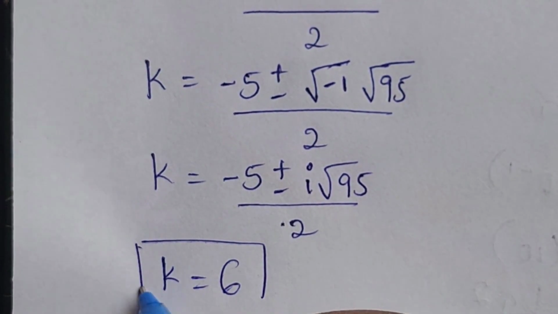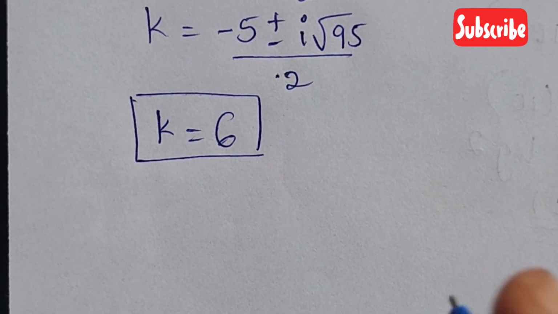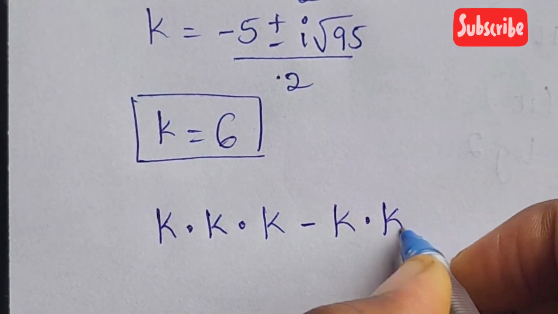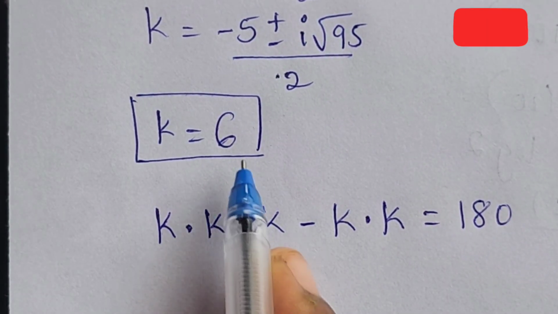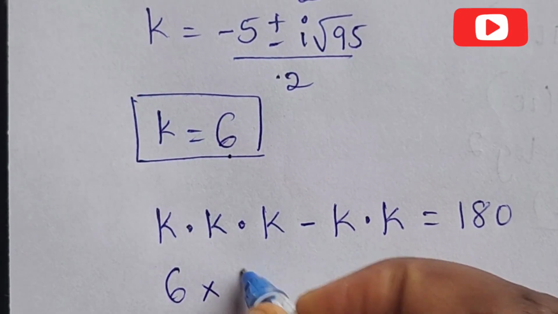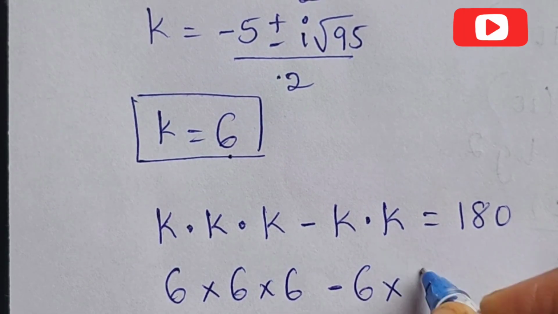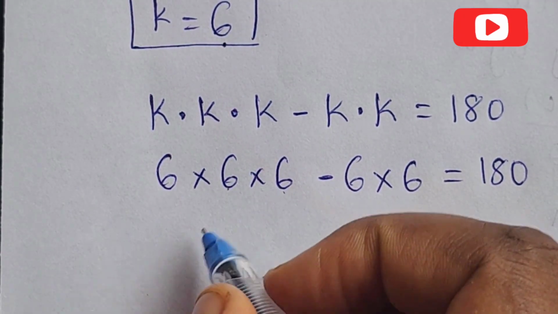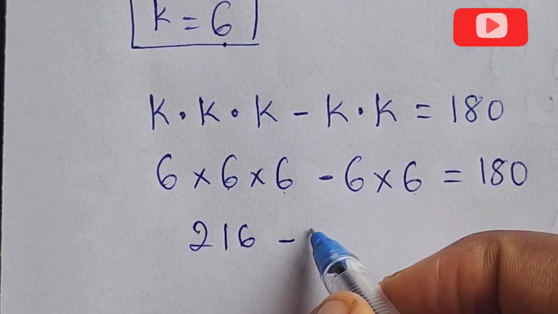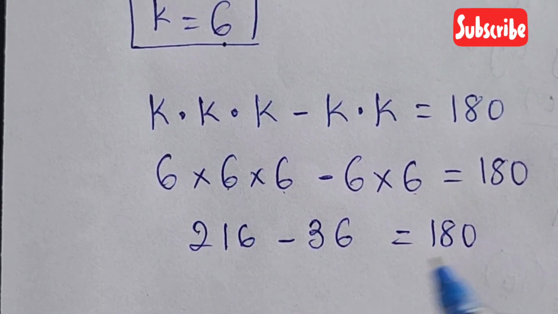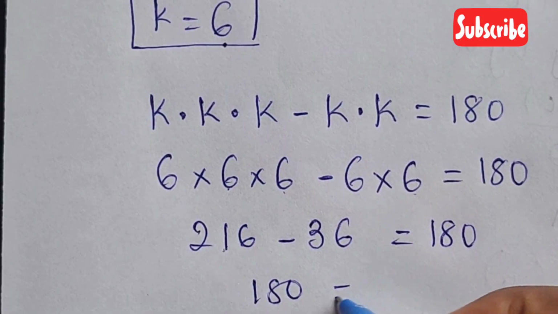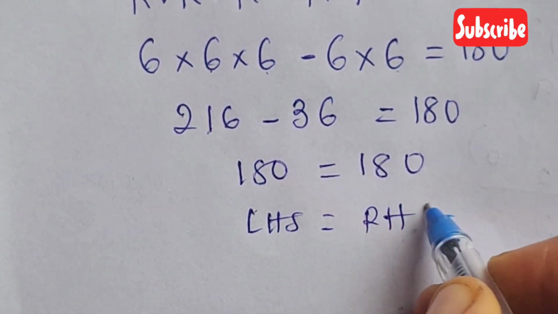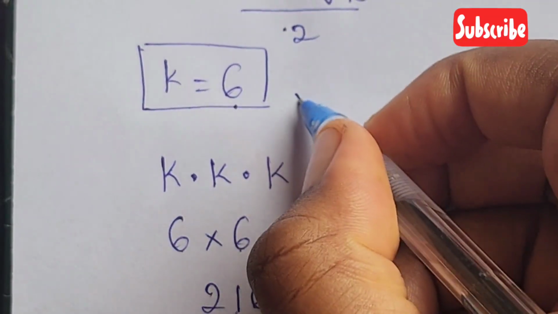So we can verify the answer. Now let's recall that the question says k times k times k minus k times k equal to 180. So when we input our k as 6, we have 6 times 6 times 6 minus 6 times 6 equal to 180. So we have 6 times 6 times 6, which is 216, minus 6 times 6, which is 36, equal to 180. This minus this will give us 180 is equal to 180. Our left hand side equals the right hand side. So the value for k is 6.